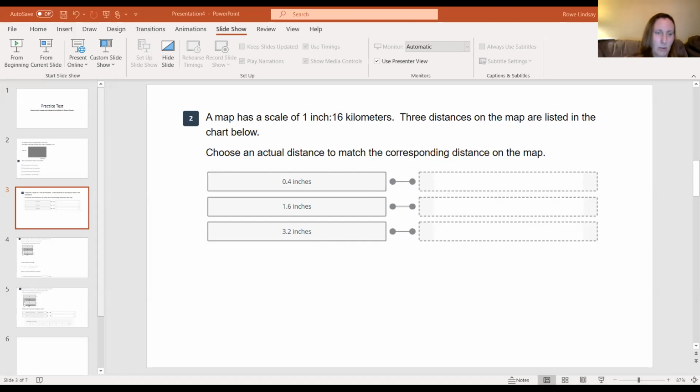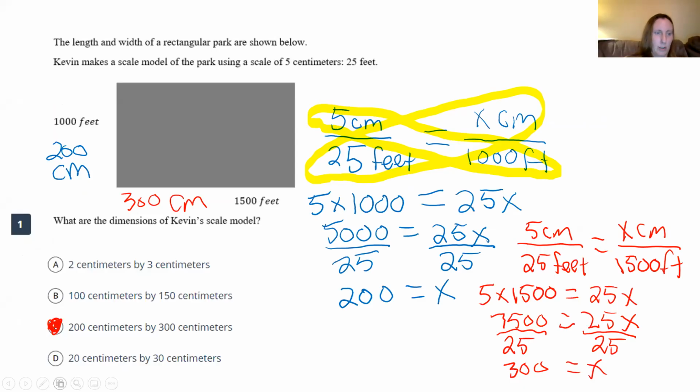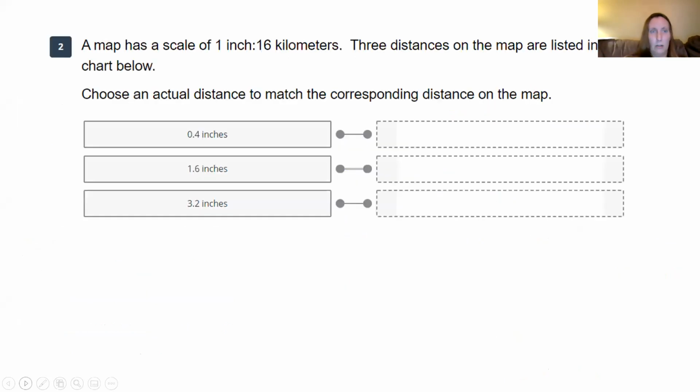I took out the possible choices just so that I had some room to write on the slide, but you'll have a list of them to drag and drop, sort of like you will on the real test. Okay, so I'm going to set it up the way I set up all my proportions, the way I set up everything with scale factor.